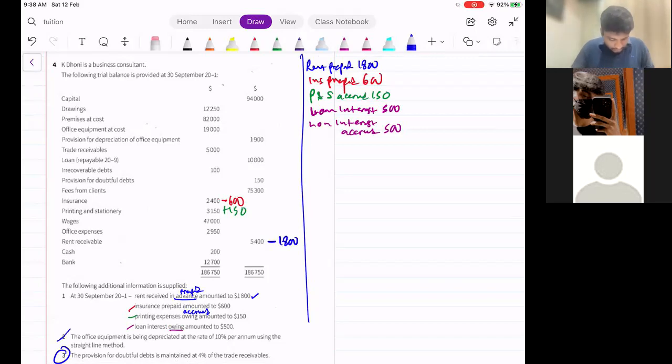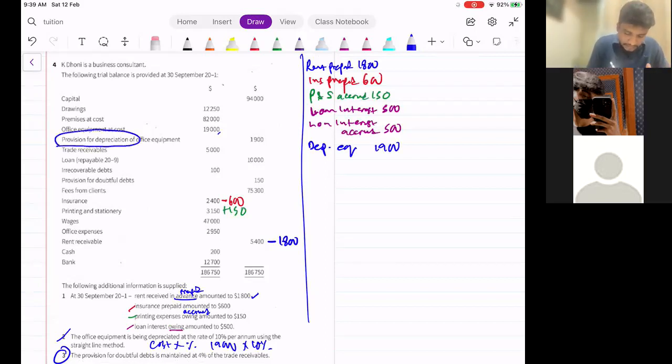Next one is office equipment being depreciated 10% using straight line method. When the question says straight line method, it is cost times the percentage. Your office equipment is 19,000. So I take 19,000 times 10%, 1,900. Right here, depreciation of equipment 1,900, and then go find your provision for depreciation and plus 1,900. But the 1,900 is already there for last year, and for this year also the same amount. We plus another one for this year.